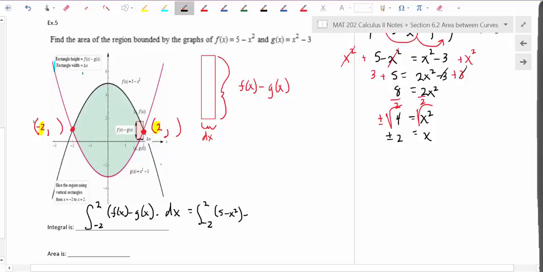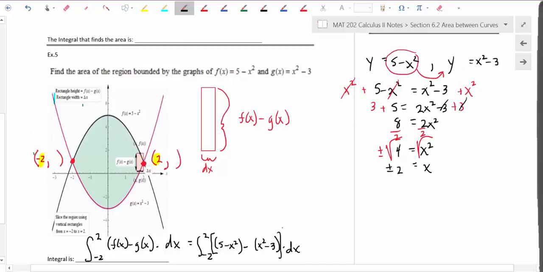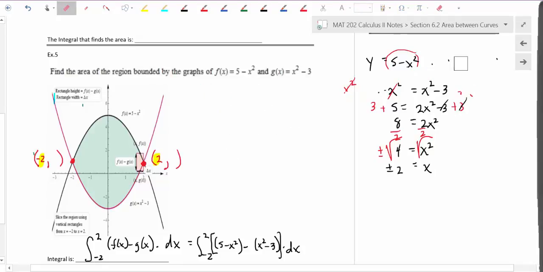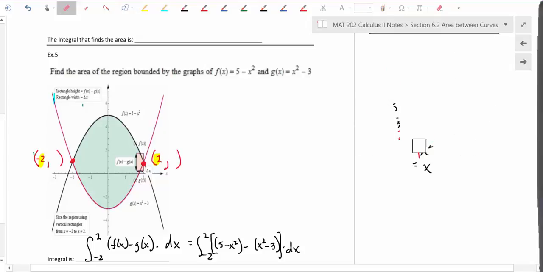g of x is x squared minus 3 times dx. Okay, so that's what we're going to work with, that integral. Okay, so that's the setup. Now I'm going to focus on doing the integration here. Okay, so I'm going to erase some of the things I have here so we can clearly display what's going on. And we're going to go ahead now and focus on evaluating this definite integral.